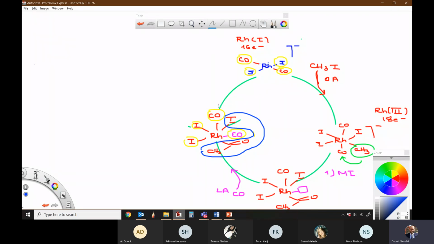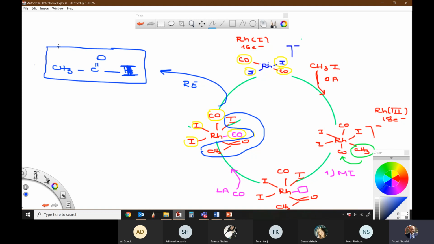So this reductive elimination will give CH3COI, okay, and will regenerate the initial catalyst. But we did not obtain CH3COOH, we obtain CH3COI. So we did not obtain the product we need.